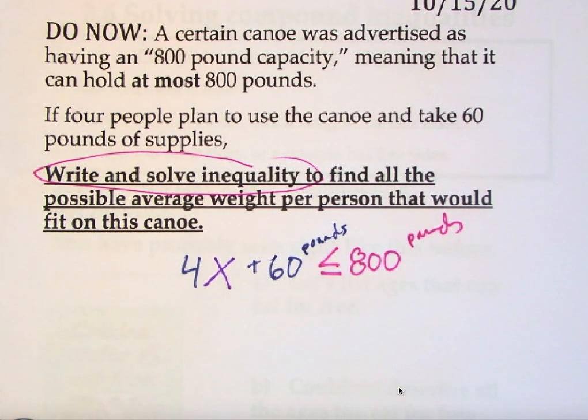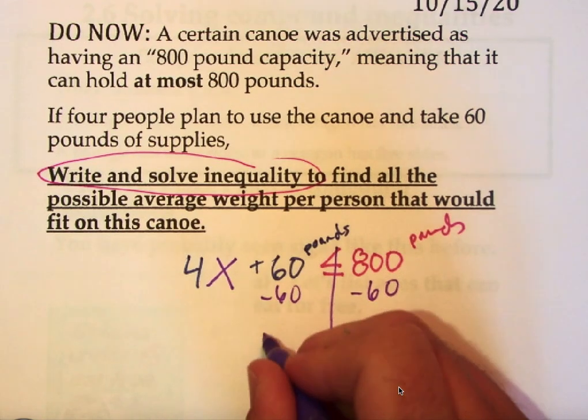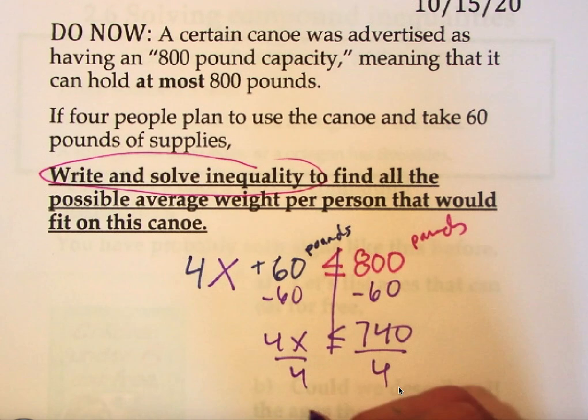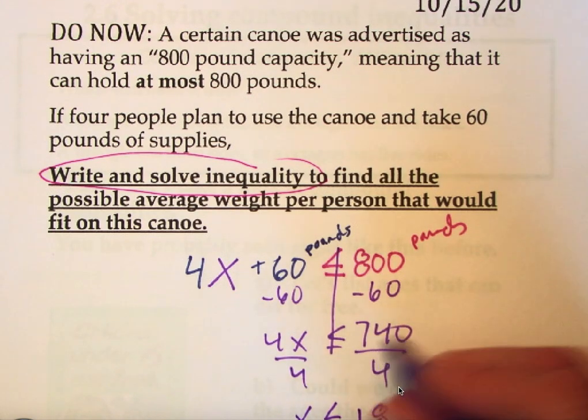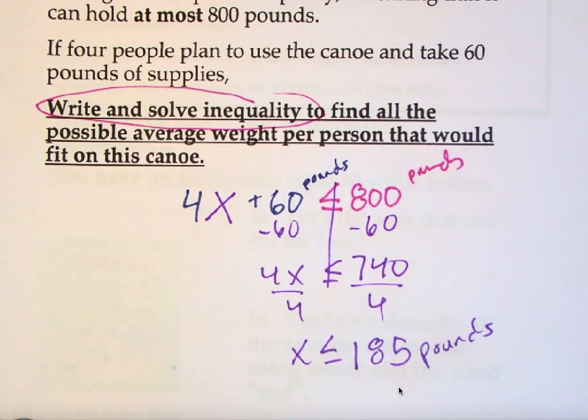Now we're going to solve, and we should be really good. We solve inequalities just like we solve equations. So the average weight of the 4 people has to be at most 185 pounds. It's okay if someone is 200, but then when they add them together, they have to keep the average weight under 185 pounds if you want all 4 people on. Great. So that was a do now.